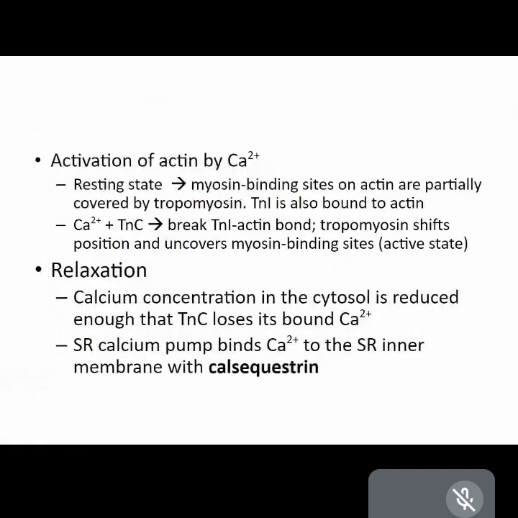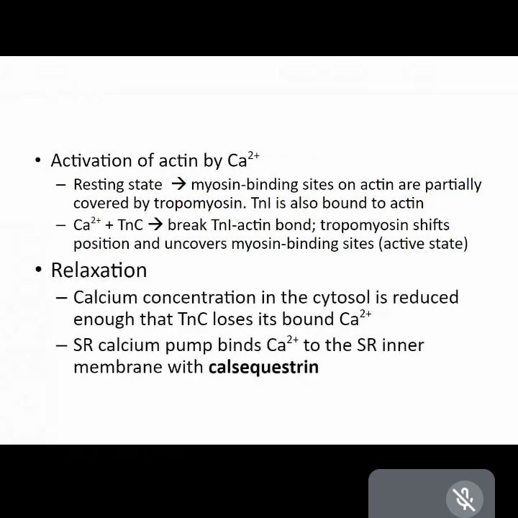So the activation of actin by calcium: in the resting state, the myosin binding sites on actin are partially covered by the tropomyosin, and then the troponin I is also bound to the actin. So calcium plus the troponin C break the troponin I-actin bond, and then tropomyosin shifts position and uncovers myosin binding sites, then becomes the active state.